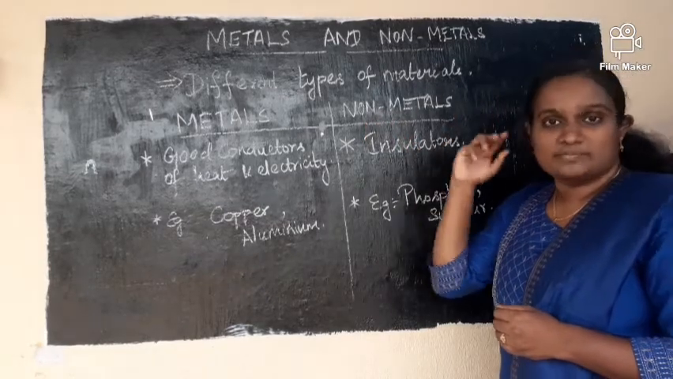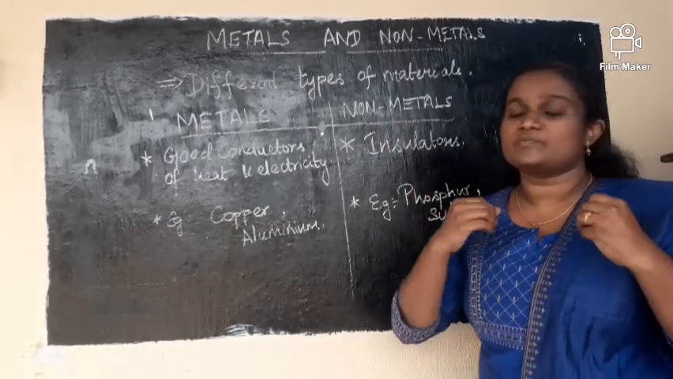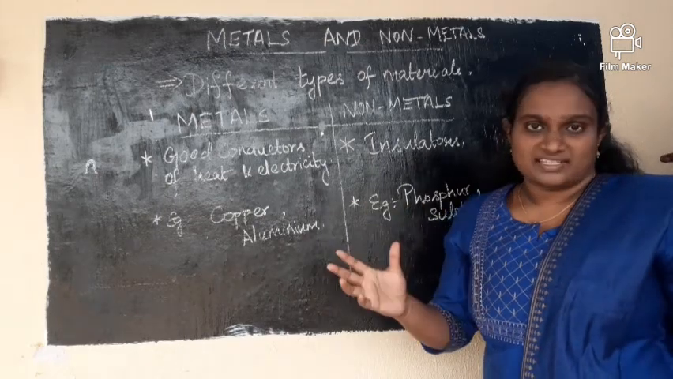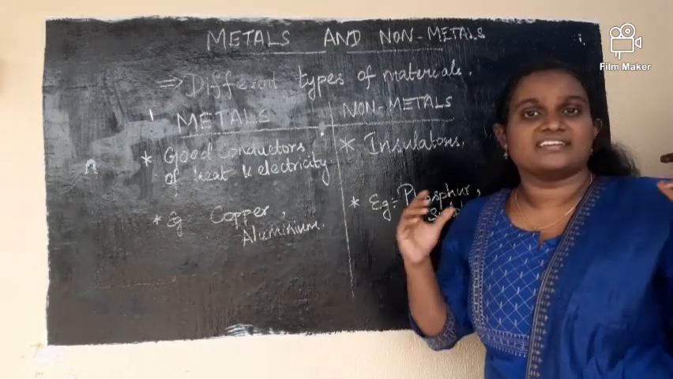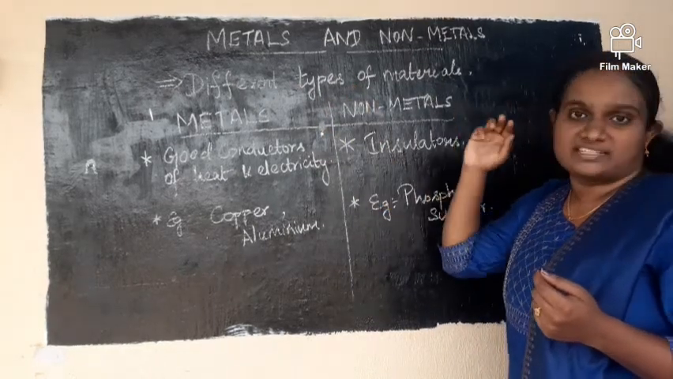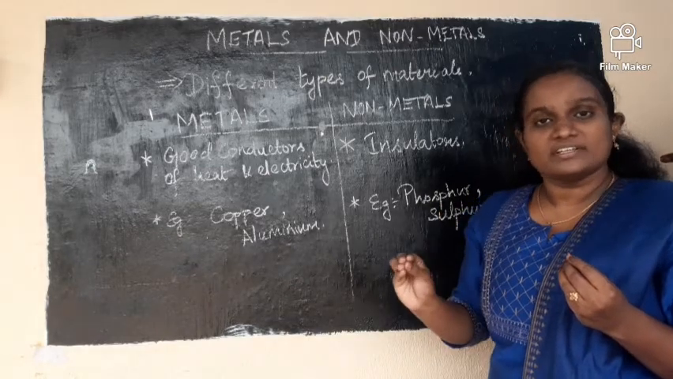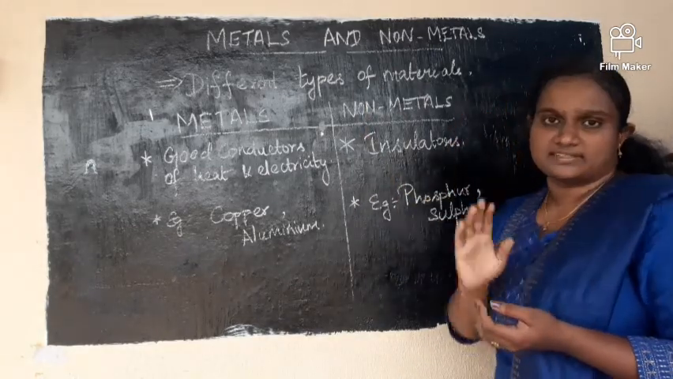Metals and non-metals. They are nothing but the materials that we see around us. They are the elements that are around us. They are the different types of materials. Now let us basically see what metals and non-metals are.